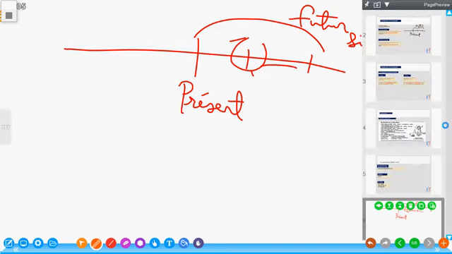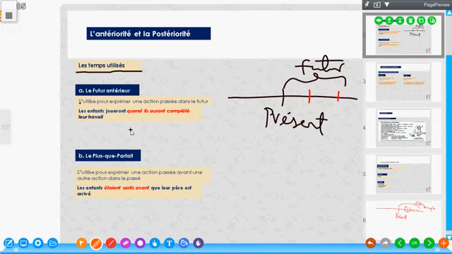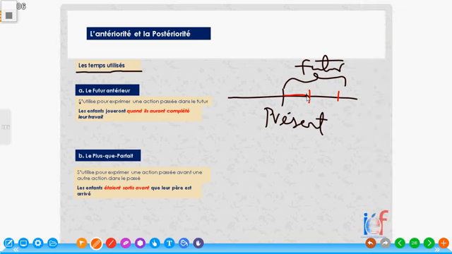Alright, so how do we use futur antérieur? Le futur antérieur s'utilise pour exprimer une action passée dans le futur. It is used to express an action that is past, although it's in the future. So an action that is yet to happen, but by the time it's going to happen, related to this, is in the past.